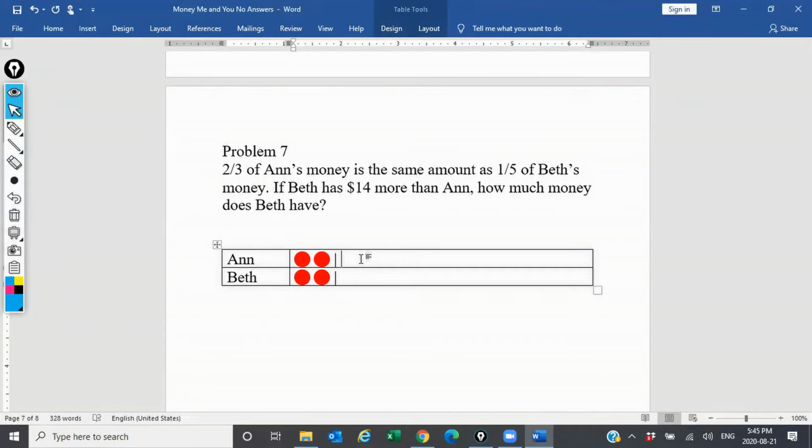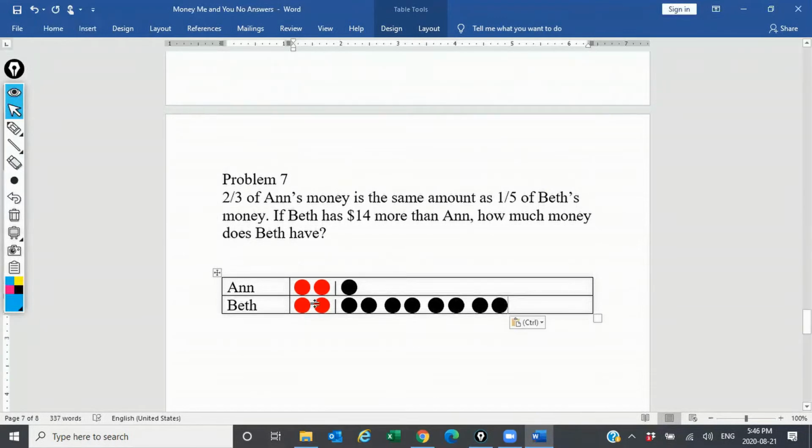Now, what's left of Anne's money? 1 more third. So there's her third. And what's left of Beth's money? Since that's 1/5, we need 4 other fifths. So if 2 is 1/5, then we need 8. 1, 2, 3. Let's separate it so we can see the fifth. That's 4/5.